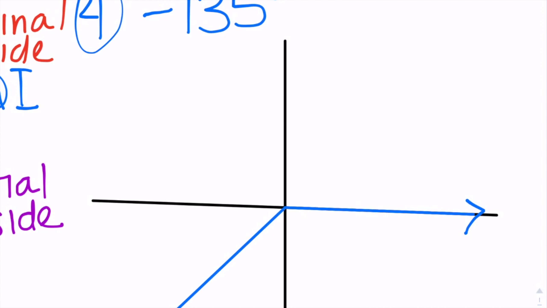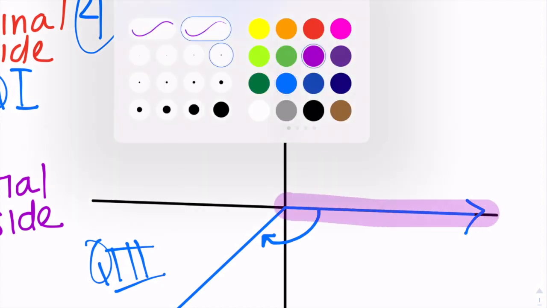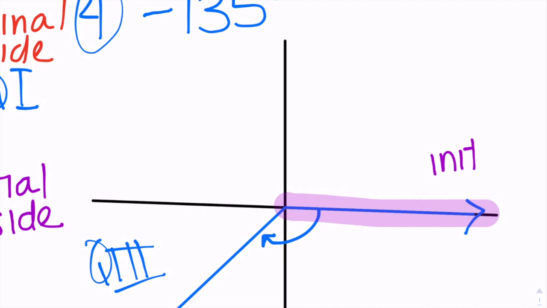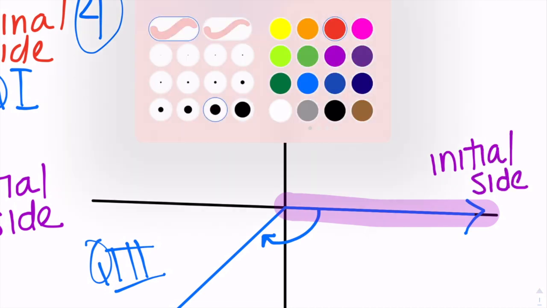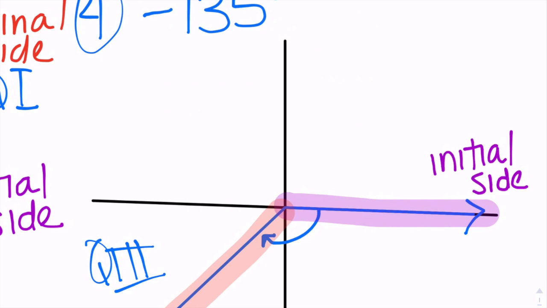And we're moving clockwise, so our arrow with our circle goes right here. Our terminal side is falling in quadrant 3. And then remember you have your initial side right here. And you have your terminal side over here.